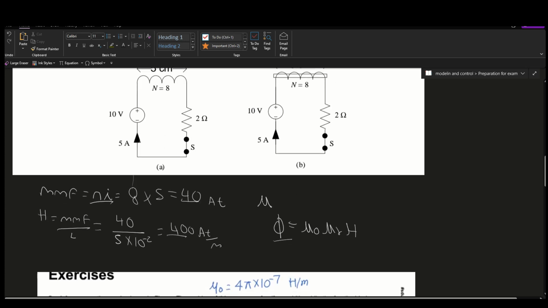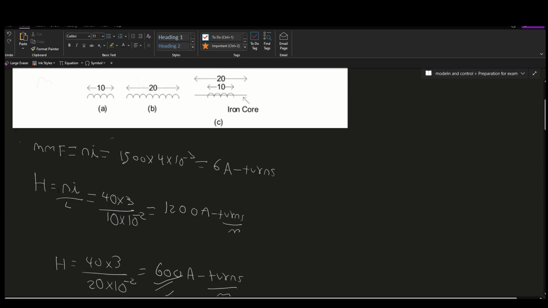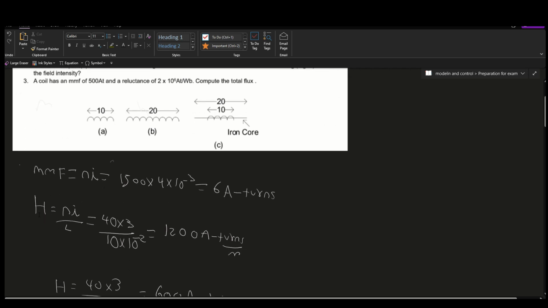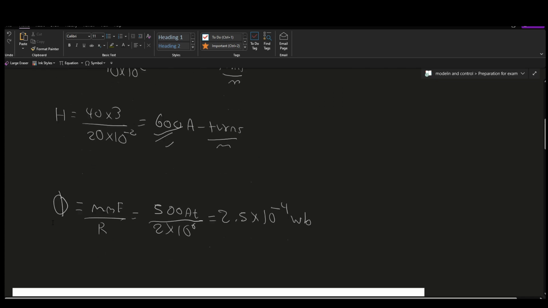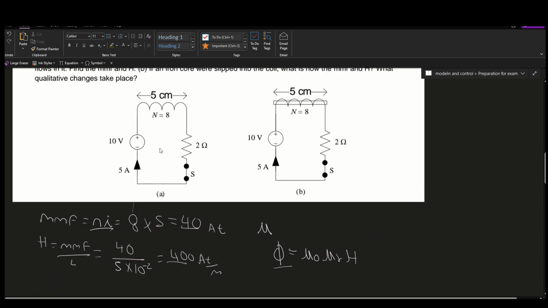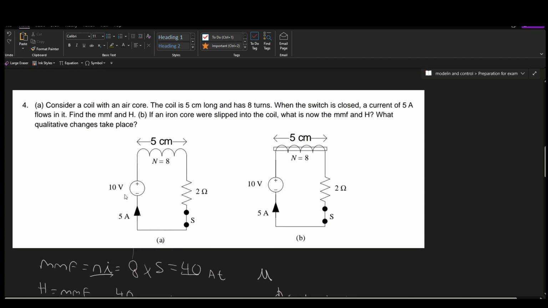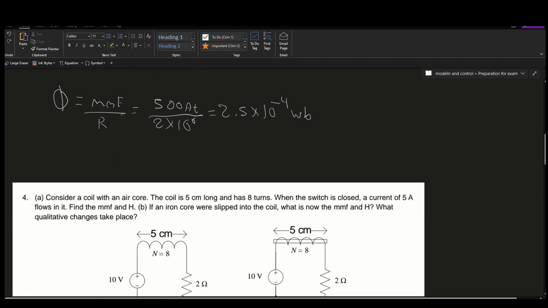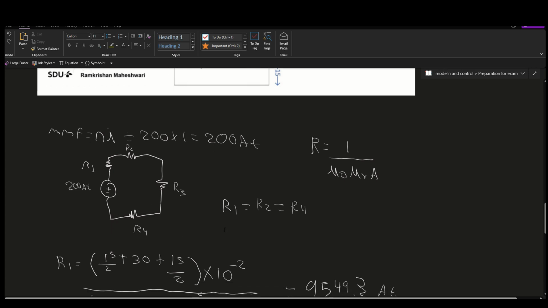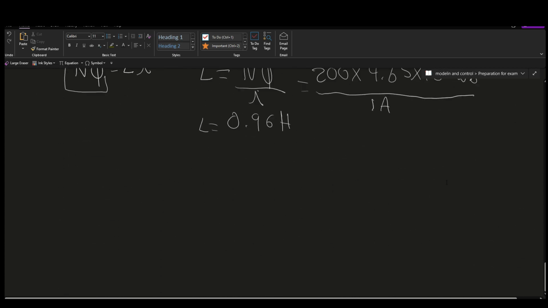So what you can take from this video is the use of the formulas and the terminology. Ampere-turns is just MMF, field intensity is H, and the flux. Also, it's important to remember the analogy of MMF being the voltage, reluctance the resistance, and flux the current. That will help you to build the magnetic circuit. And that is it.